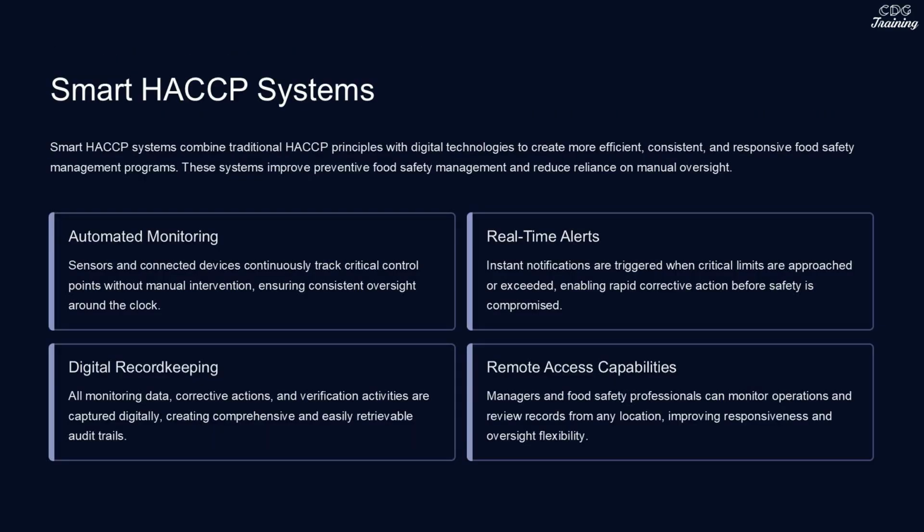Smart HACCP systems combine traditional HACCP principles with digital technologies to create more efficient, consistent, and responsive food safety management programs. These systems improve preventive food safety management and reduce reliance on manual oversight. Automated monitoring uses sensors and connected devices to track critical control points continuously. Real-time alerts are triggered when critical limits are approached or exceeded, enabling rapid corrective action before safety is compromised.